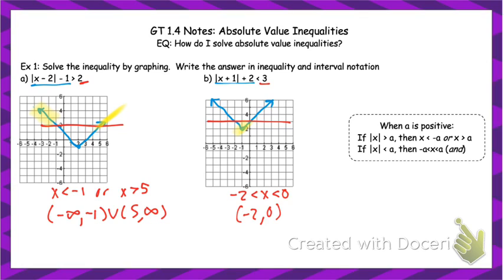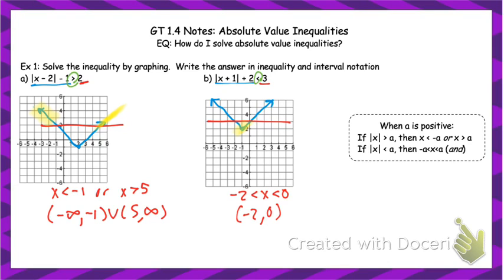Now the difference between these two equations to start was our inequality symbol. So with this left graph, we were looking for when that function was above that line. With this right graph, we're looking for where it's below the line. And that in turn created two different types of inequalities.